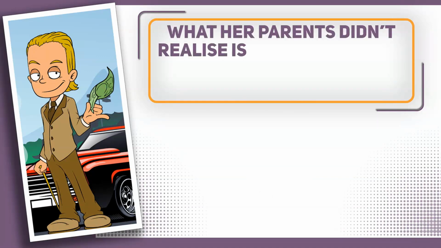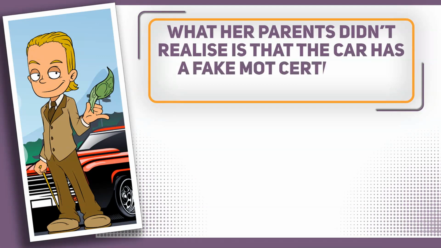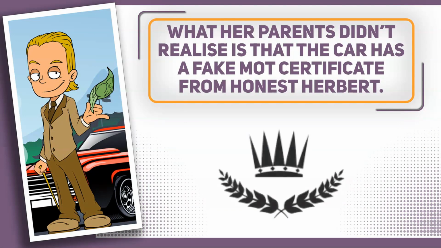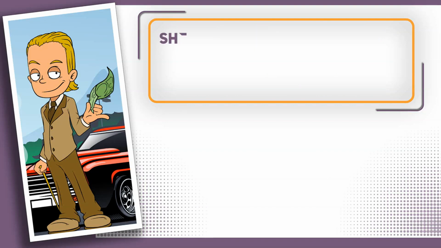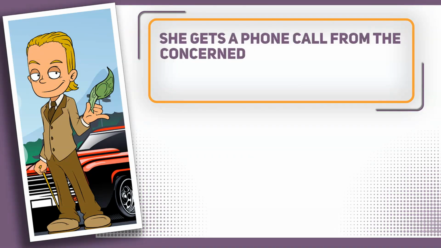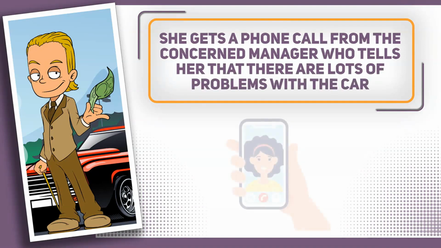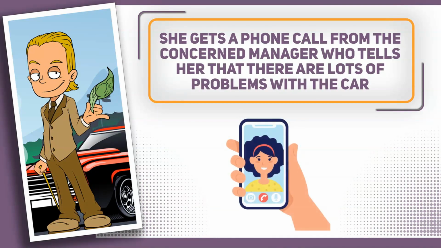What her parents didn't realise is that the car has a fake MOT certificate from Honest Herbert. And after she's owned the car for a year, Lily's mum books it in at the local Quick Fit for its first official MOT. She gets a phone call from the concerned manager who tells her that there are lots of problems with the car that seem to have been there before she purchased it over a year ago.